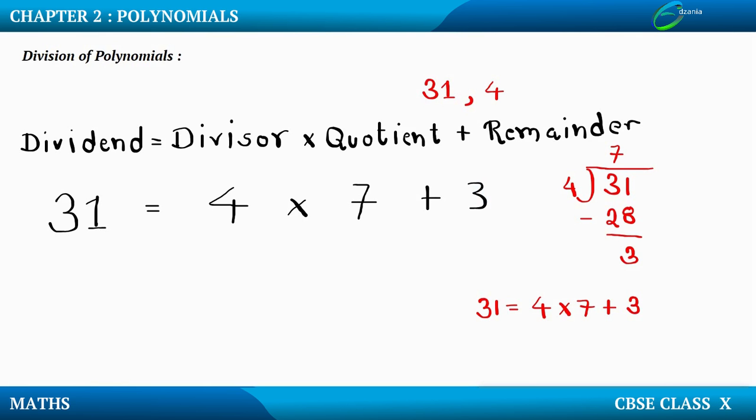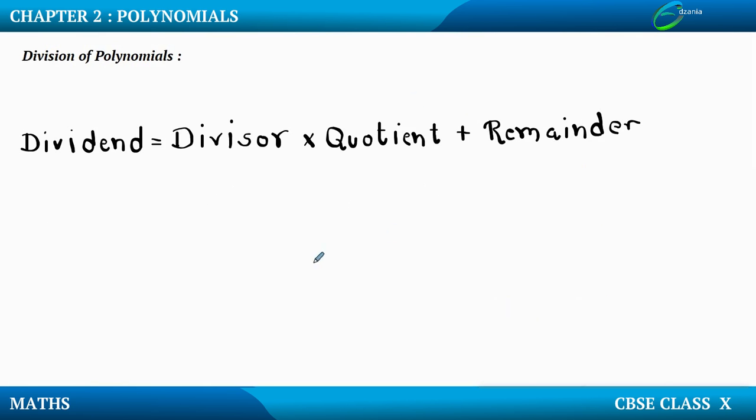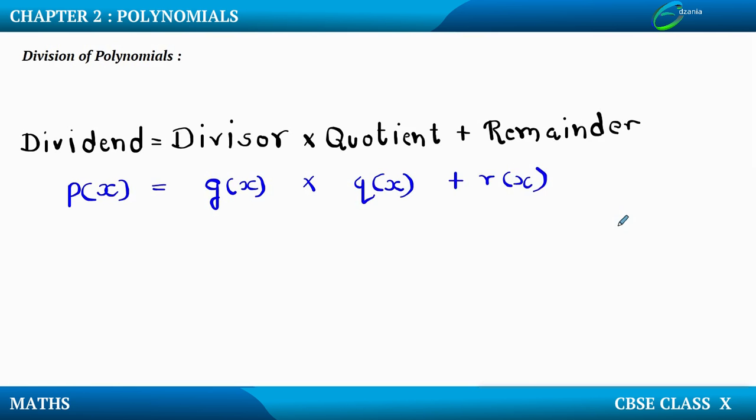But same is applicable for division of polynomials. In polynomials, the dividend is denoted by p of x if the polynomial is in x. The divisor is denoted by g of x. Then the quotient is denoted by q of x. Q stands for quotient. And the remainder is denoted by r of x. So this is the format. P of x is equal to g of x into q of x plus r of x.